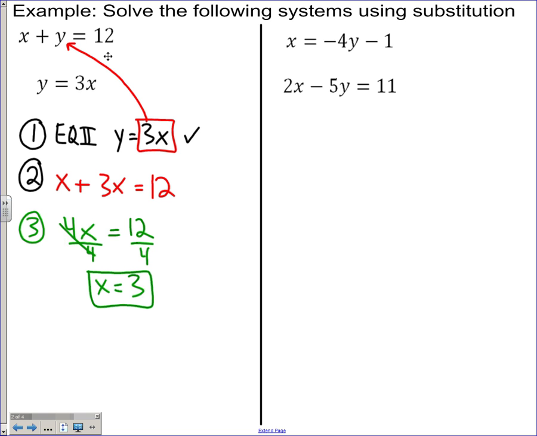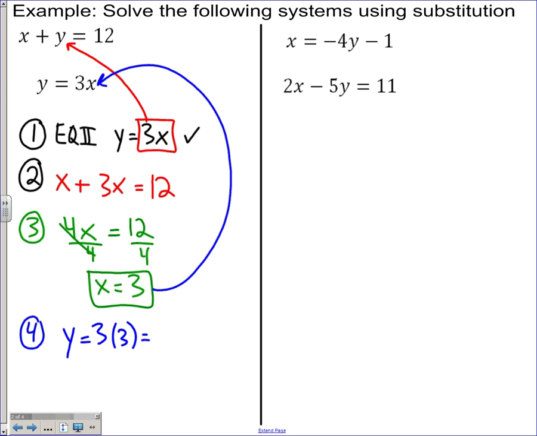Okay. Now what I'm going to do for step 4 is take that solution, the value that we got in step 3, and plug it back into the original equation. So I'm going to take x equals 3, plug it back in there for x. So I get y equals 3 times 3, which is equal to 9. So now you can see I've got an x value and I've got a y value.